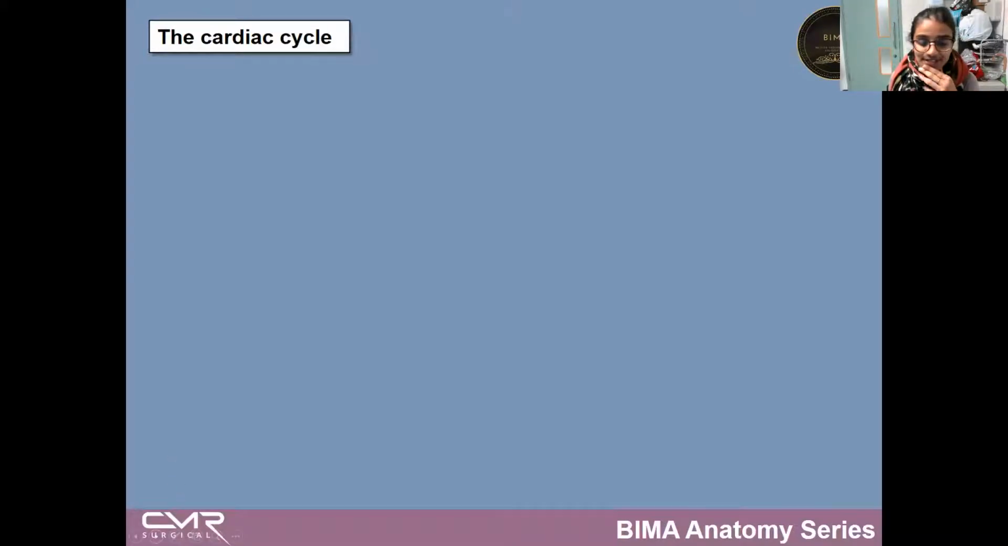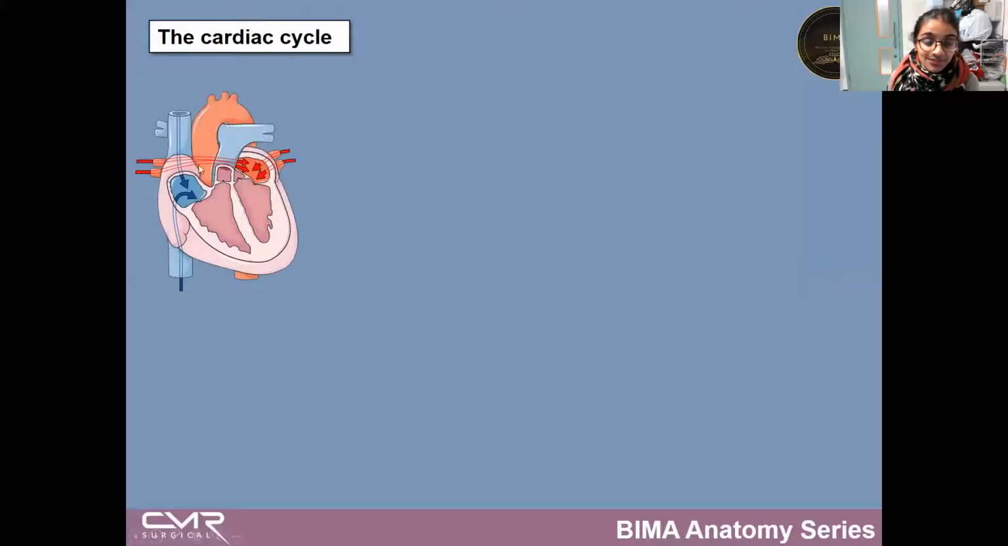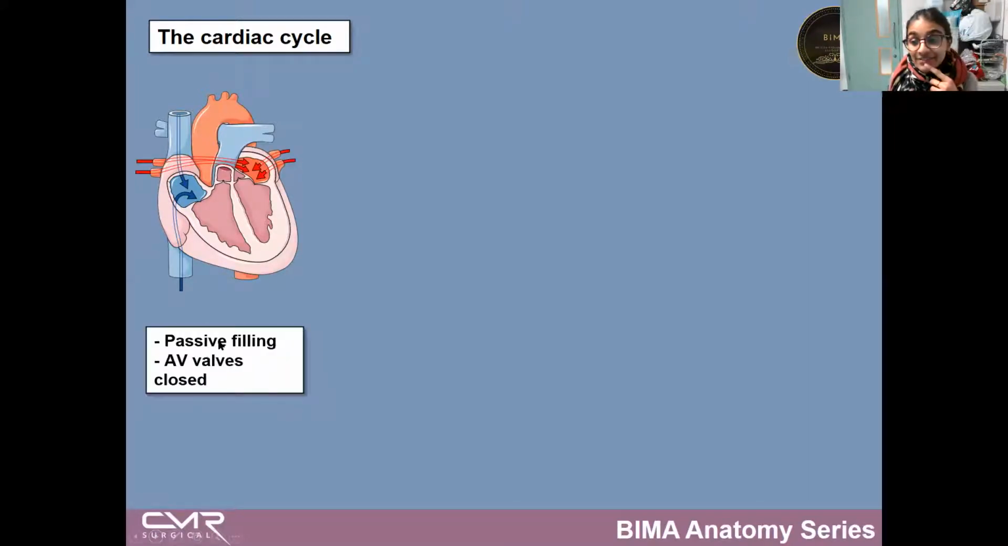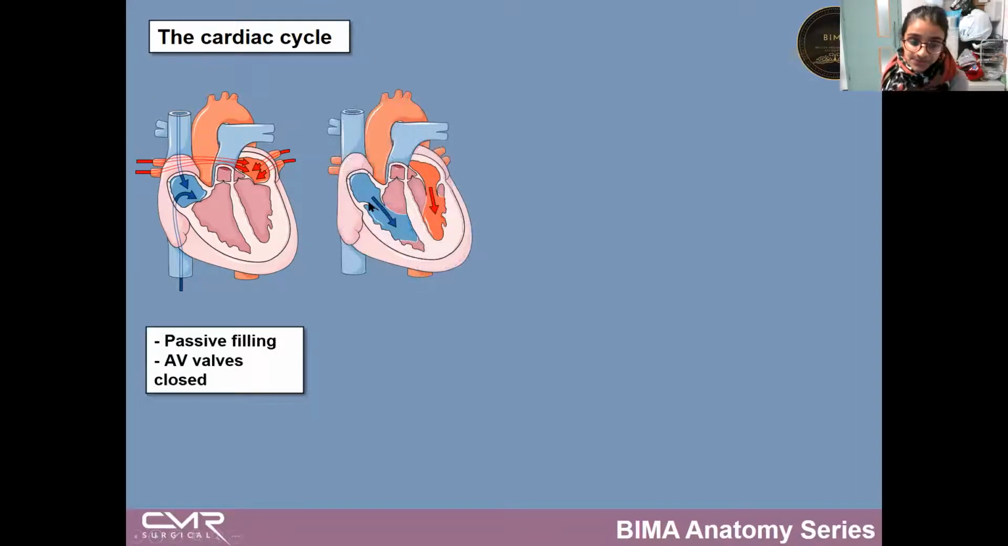Oh, don't worry. I thought first, let's briefly go through the flow of blood and the difference between diastole and systole. So blood first comes into the atrium by a passive filling. So your valves here are closed. The valves that are between your atria and your ventricles are closed. And blood pressure is allowing those atria to fill. And then those AV valves open and the blood's still flowing through into your ventricles.